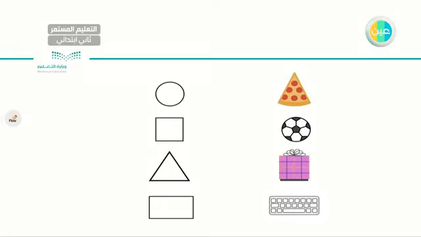Same one here, different items. Let's try. I have a slice of pizza. So the slice of pizza, it has the shape of what? A circle, a square, rectangle? No, it has the shape of a triangle. Very good, triangle. How about the ball? A ball. It has the shape of a circle. Very good, like an apple, an orange. It has the same shape of a circle.